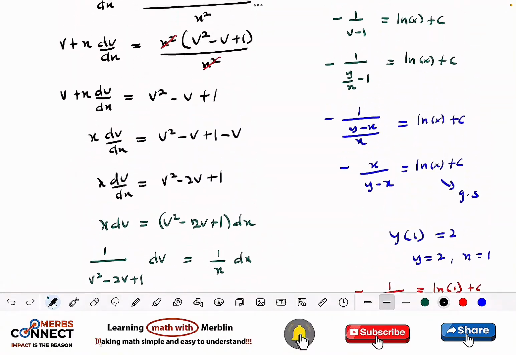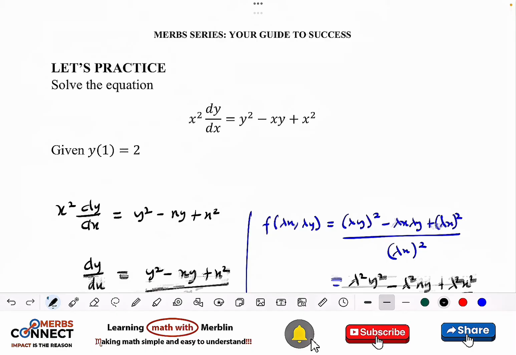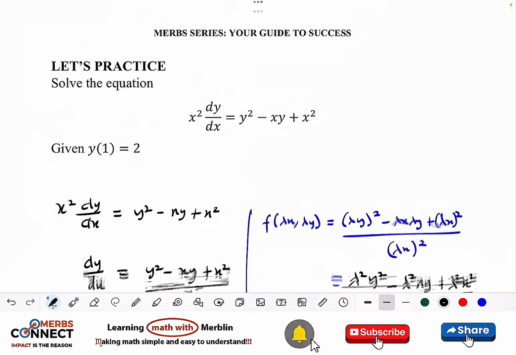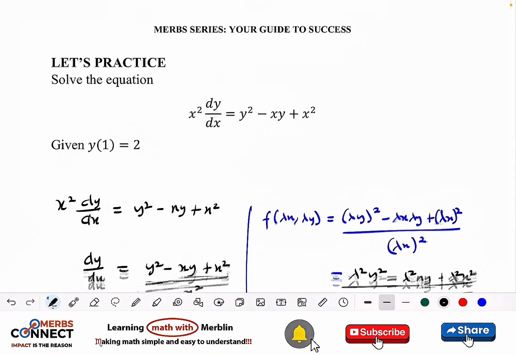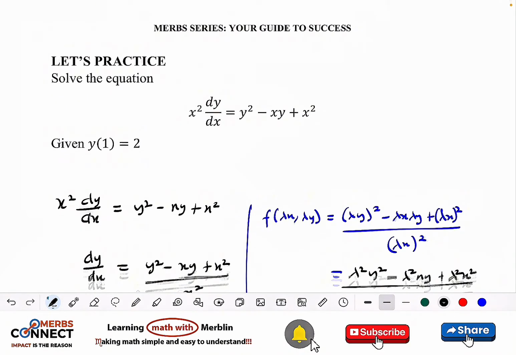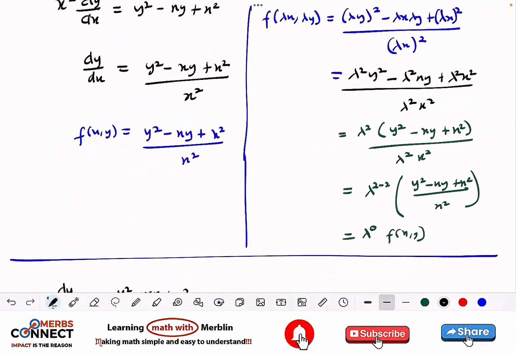So you see what we did? We moved from homogeneous to separable, and then we finished it up. So it means that you will see that all the methods will come back to separable. So please make sure that you are very good with the separable method.